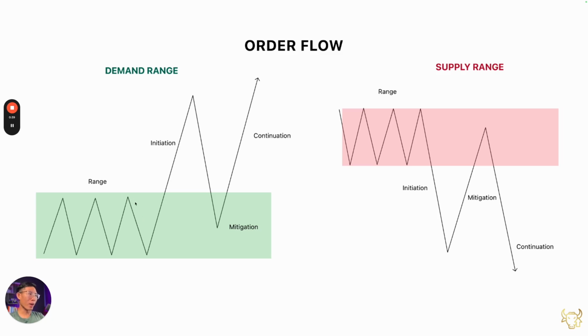And then price will break out of this range, causing the initiation phase, right? The initiation phase is basically the breakout phase, where the smart money has already decided to push the price up. Now, once they have pushed the price up, they tend to push the price back down to mitigate the range earlier, right? To do some sort of retest, to fill up other buy orders that they might have left out, right? So it goes by range, initiation, and then mitigation.